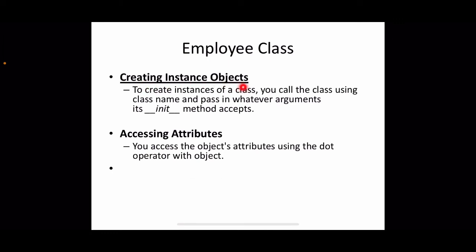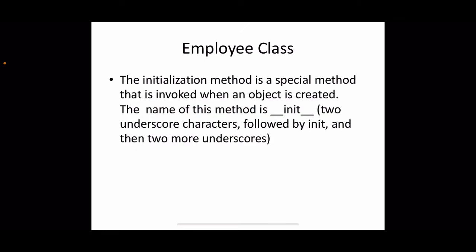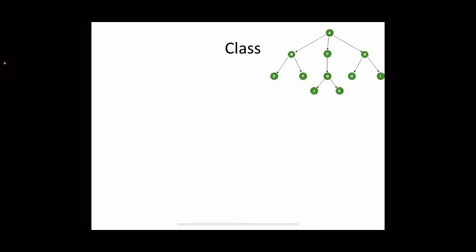Employee class, creating an instance object. To create an instance of a class, you call the class using the class name and pass in whatever arguments its init method accepts. Accessing attributes: you can access the object's attribute using the dot operator, emp1.name, emp1.salary. So object name dot attribute name, that is accessing attributes. And the initialization method is a special method that is invoked when an object is created. It should be specified like this: 2 underscore characters followed by init and again 2 more underscores.